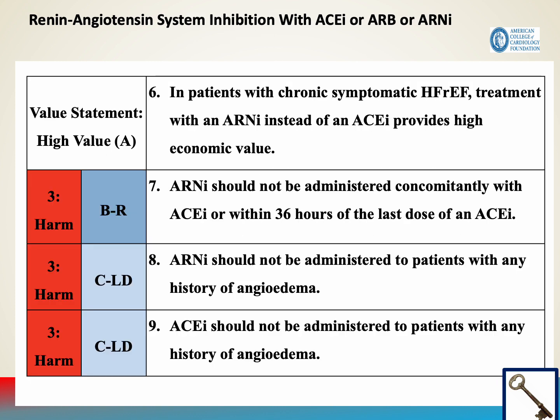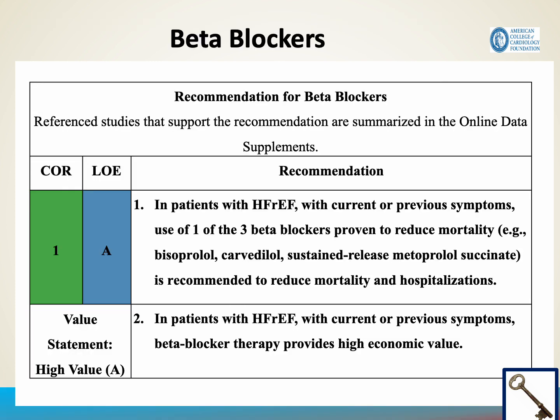They also talk about being careful about how you transition somebody from an ACE or an ARB to an ARB with an atrilisin inhibitor. So you have to be careful about how that's done sequencing. And you want to be careful about not giving any of these agents to someone with a history of angioedema. Beta blockers are also first line with one of the 3 beta blockers that are shown to decrease mortality. Those are only bisoprolol, carvedilol, or sustained release metoprolol succinate. And you're really paying attention to that.